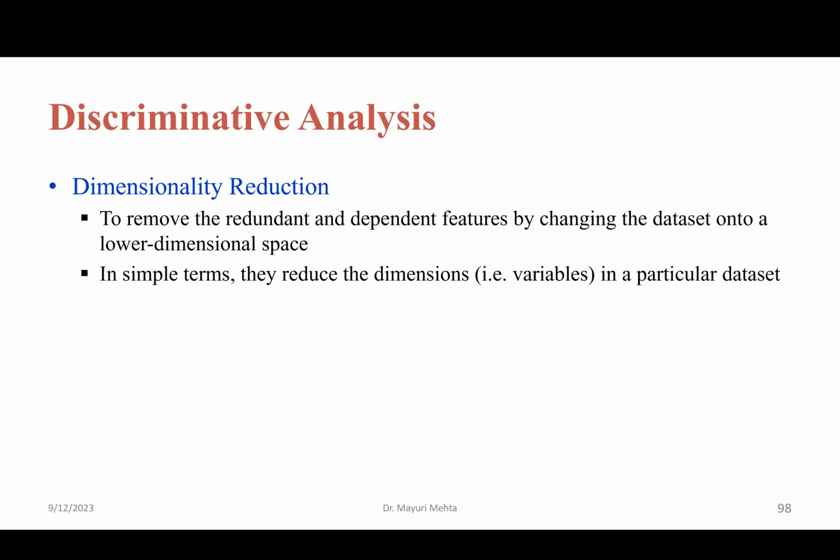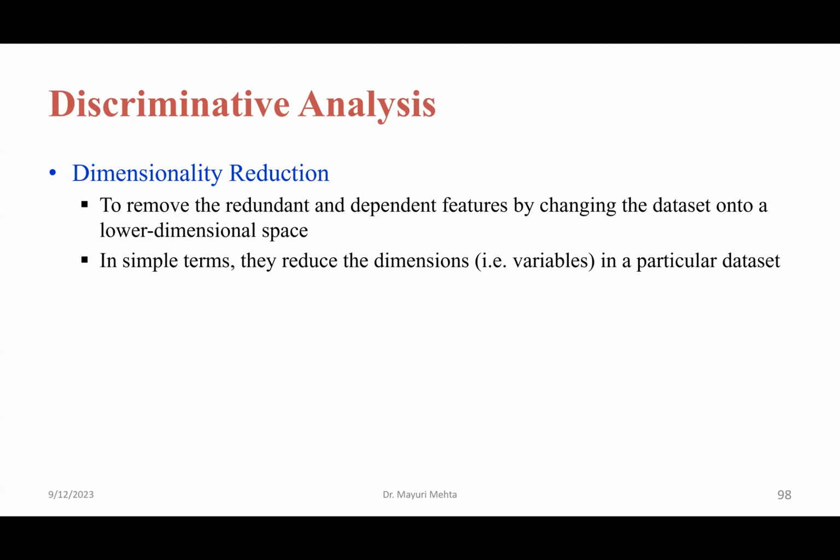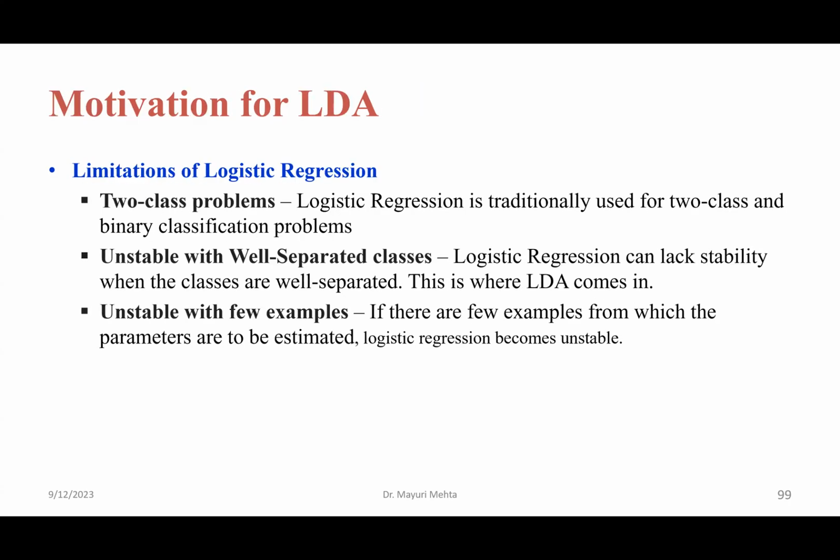They reduce the number of variables in a particular data set while retaining most of the data. Like the core of the data should not be lost. Right? We have to maintain it. So it retains most of the data, right? Only redundancy is removed from the data set. Okay. So that is dimensionality reduction.